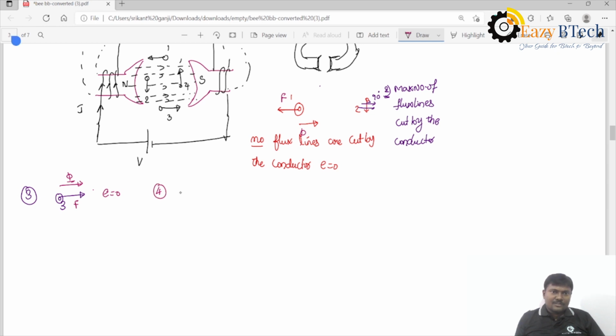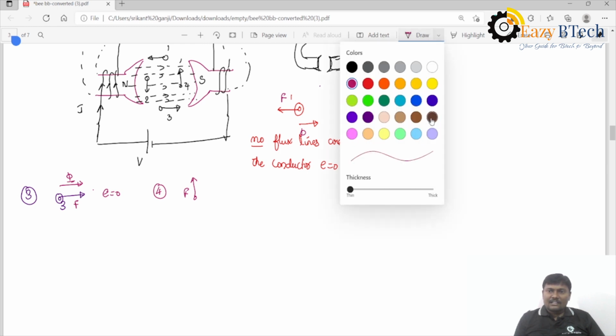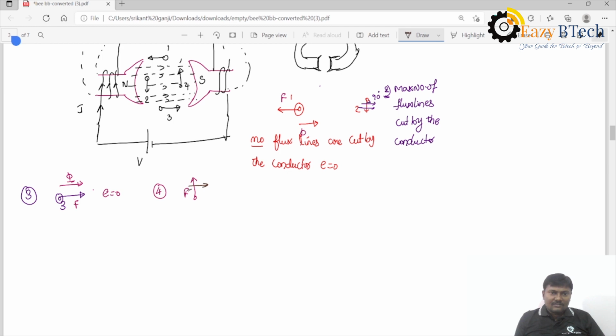And coming to the fourth position, the tangential force will be like this, exactly perpendicular but in the opposite direction. The flux lines are in this direction. The maximum number of flux lines are cut by the conductor, and the induced EMF is maximum. In order to complete one revolution, it comes again to the first position, where the induced EMF is 0.